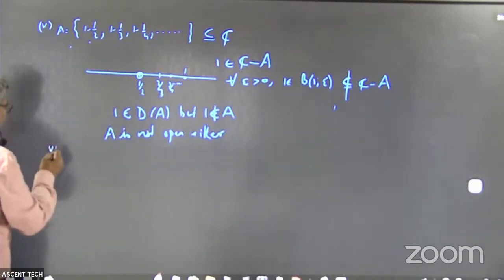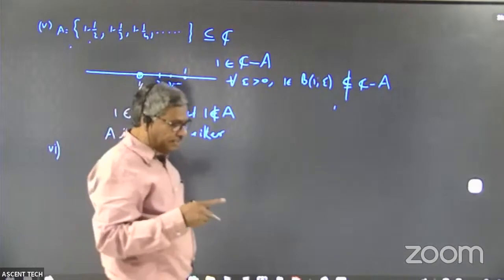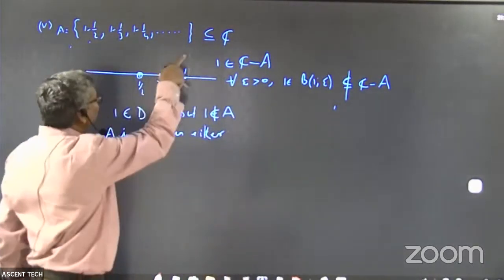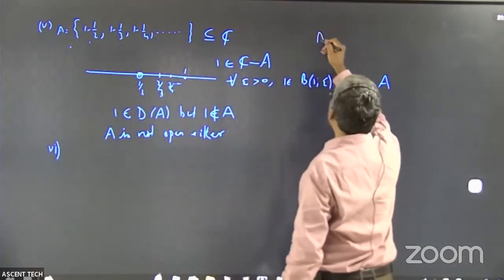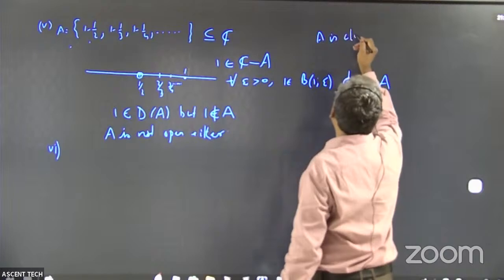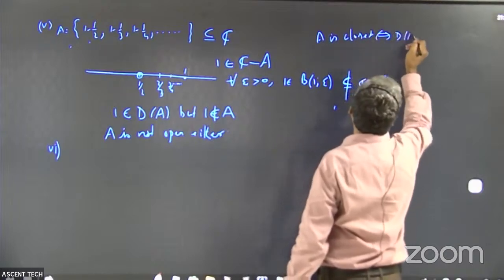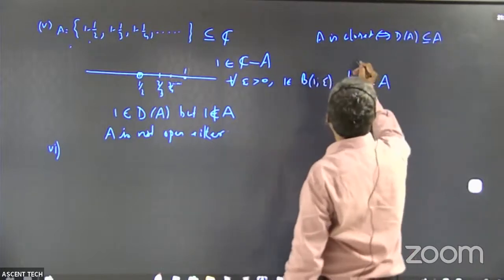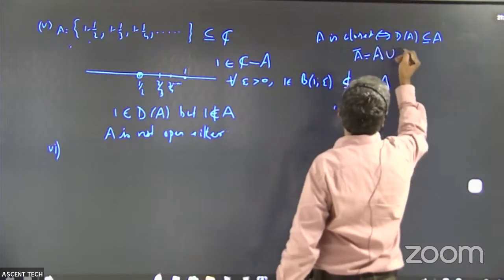I think we have an idea how a set will be closed. A set is closed means limit points should be inside it. The derived set should be a subset of A. We said earlier that A is closed if and only if the derived set of A is contained in A. The closure of A is A union the derived set.